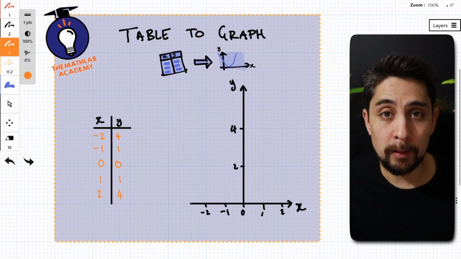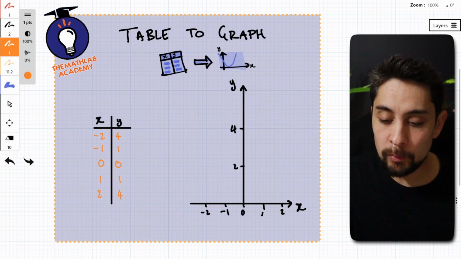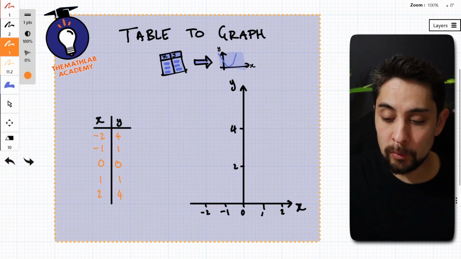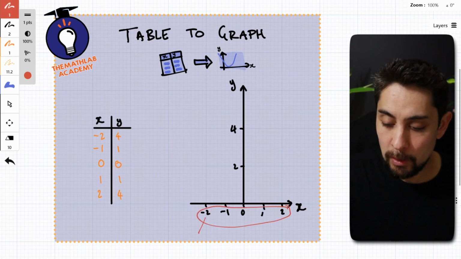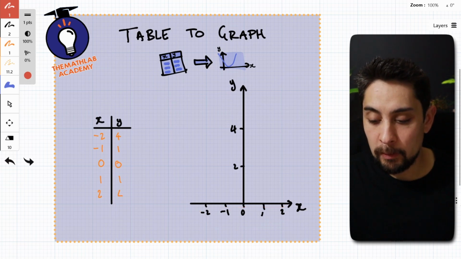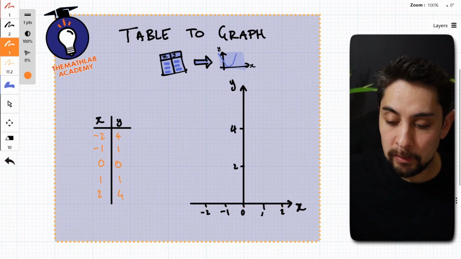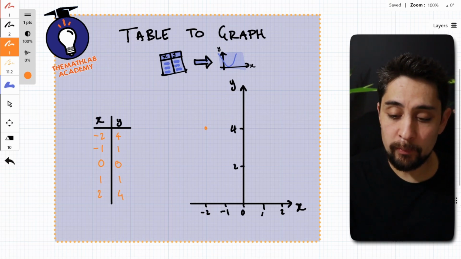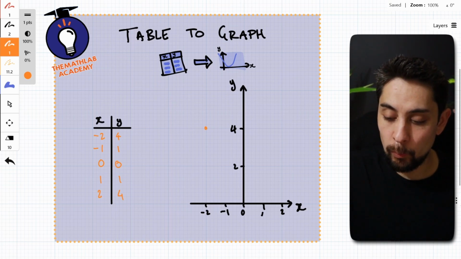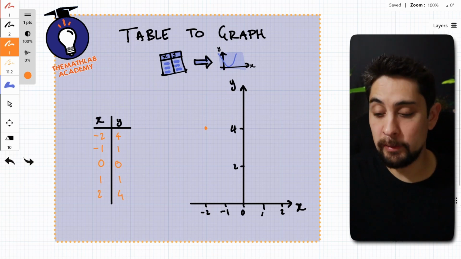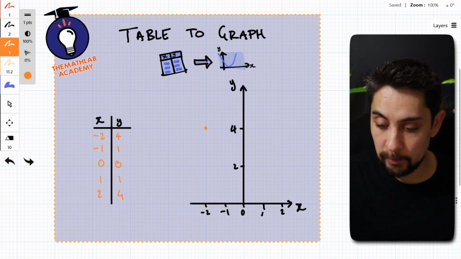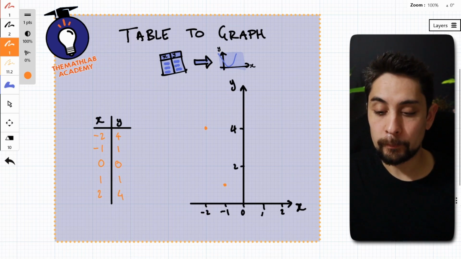So first, just like last time, we start at the top, -2 and 4. So we go to -2 on the x-axis. So we're searching through here for -2. There it is. And we are going to go up to 4, which is right here. Next up, we have -1, so we'll search for -1 on the x-axis. That's right there. And we're going up to the number 1. Number 1 is halfway between 0 and 2, so that is right there.